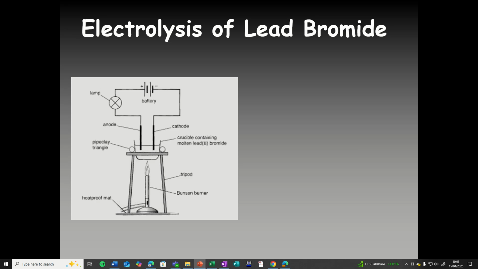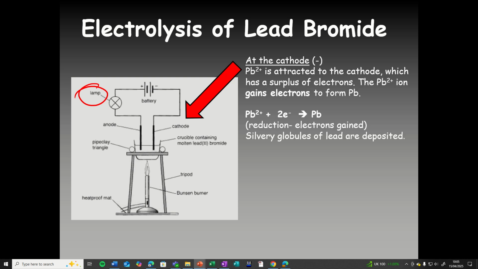Now we make this molten, and we set it up in the apparatus slide. So don't worry about me flipping through slides. I'm flipping through slides that I've spoken about already, so you're not missing anything. We set it up as so. Again, this is a type of diagram that you may well be asked to label, so make sure that you are able to do that. The lamp is in this one that was in the last one. The reason why we put the lamp in is just so that we know that the actual cell is working and that electricity is in fact passing through it.